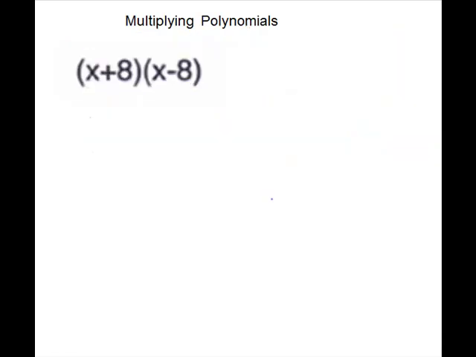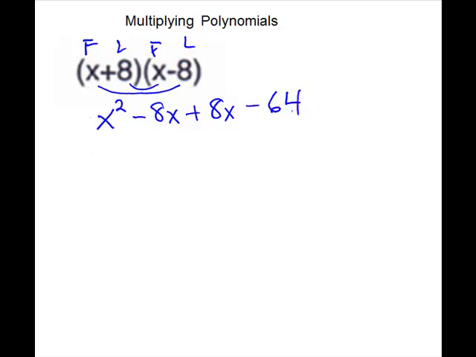Let's look at our next problem. Also a binomial times a binomial. And so we will go ahead with FOIL. So we have our first terms. X times x is x squared. Outside minus 8x. Inside plus 8x. And last minus 64. And notice you have terms that will cancel. Minus 8x and plus 8x will cancel to leave you x squared minus 64.